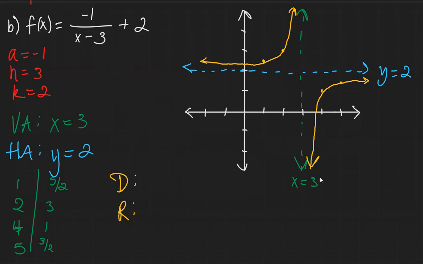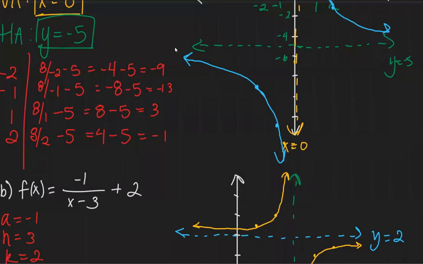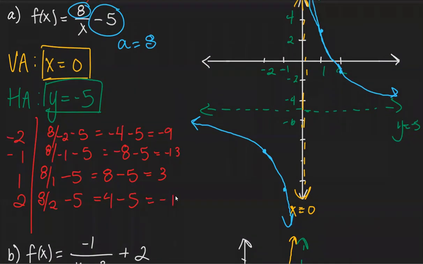So what's our domain? Well, we can't have x equals 3 because we have an asymptote there. So our domain is everything, but x is not 3. x can be anything else except 3. For our range, y is not equal to, in this case, y can't be 2. So our range is everything y except for 2. So for now, we're just going to keep it simple like this. We'll make it a little more formal when we talk about the next kind of function in chapter 6. But for now, we're just going to keep it a little informal.